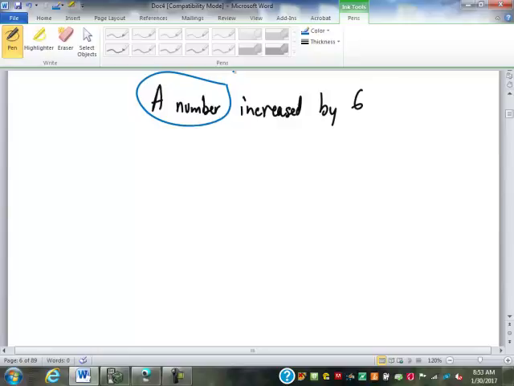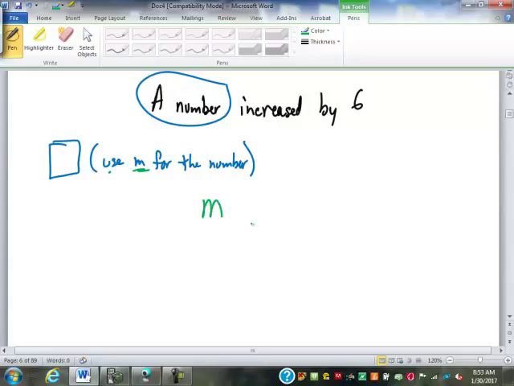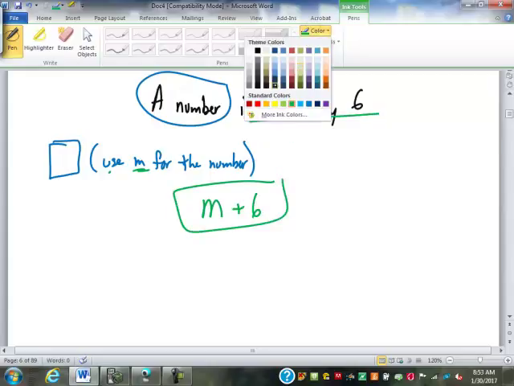In MyMathLab, when it asks you to define this, be really careful, because after the blank where you're supposed to put your answer, it'll say use M or whatever for the unknown number. So whatever letter it tells you to use, you have to use, or MyMathLab is going to mark it wrong. So here, if it says use M for the unknown number, M is my unknown number. What does increased by 6 mean? Add 6, plus 6. So it's M plus 6.